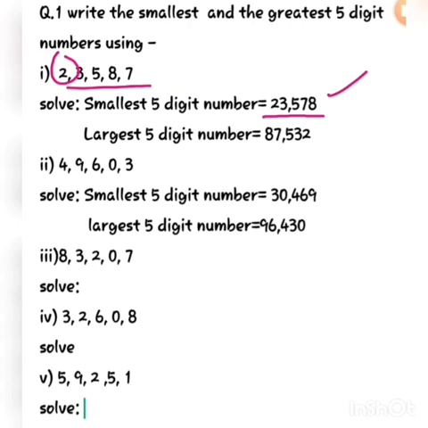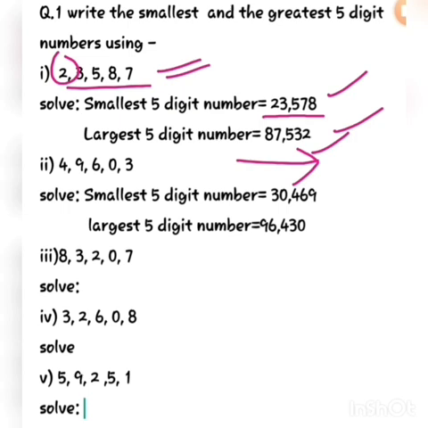Okay, now the next is how to form the largest 5-digit number from these digits only. Which is the greatest digit here? 8. So start with 8, then 7, the next digit is 5, then 3, and the last is 2. In this way we arrange the digits in descending order, right? So the number is 87,532. This is the greatest 5-digit number.